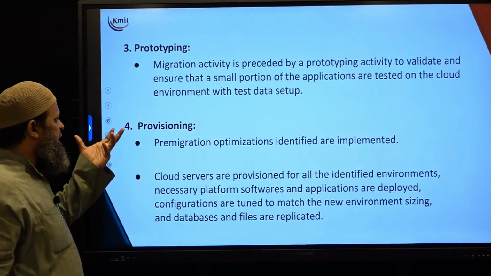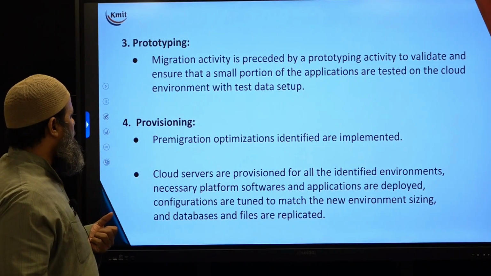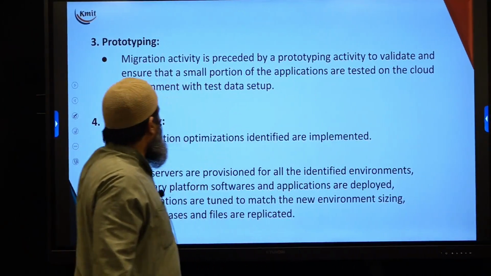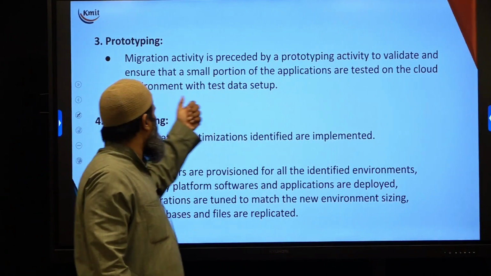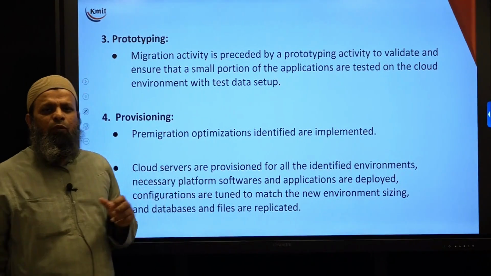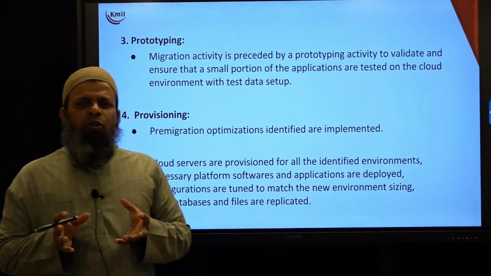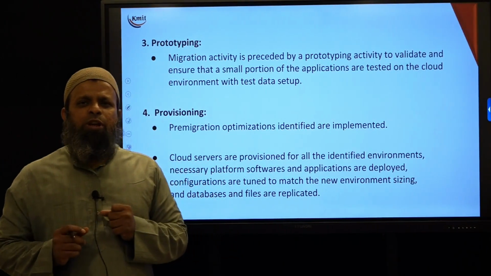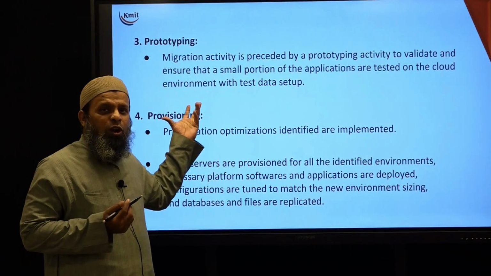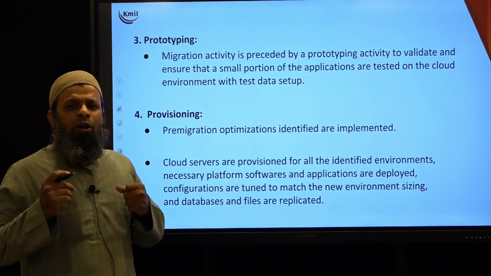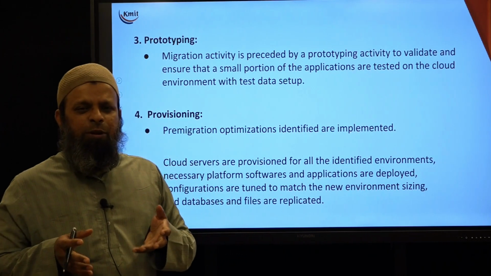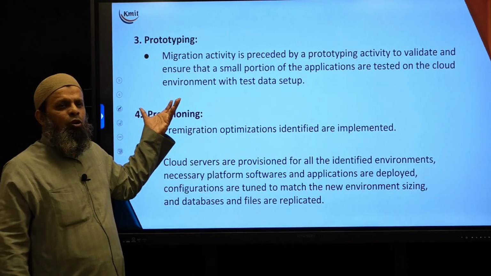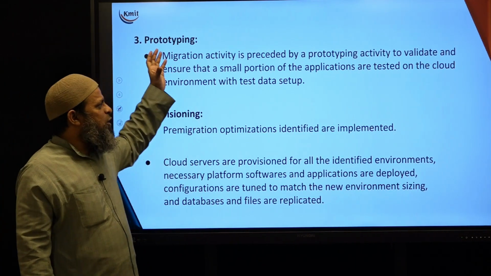Once the application is placed on the cloud, a validation and prototyping activity ensures that a small portion of the application is tested on the cloud environment with a test data setup. Means you will not apply the whole application at a time. You apply the application with part of the data set and check whether it is working properly or not. If it is working properly, that is what is called prototyping. The application which works on the premises in the organization, once taken to the cloud, is checked to see whether it works properly. First we check it with a small data set, that is why it is called prototyping.